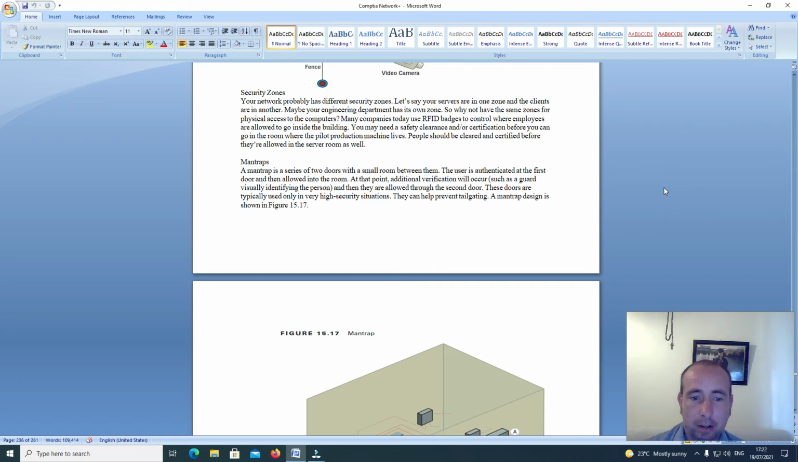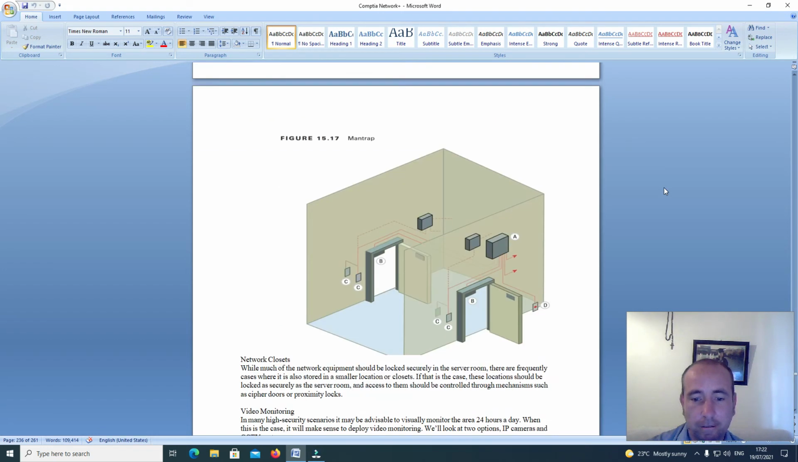Mantraps. A mantrap is a series of 2 doors with a small room between them. The user is authenticated at the first door and is then allowed into the room. At that point, additional verification will occur, such as a guard visually inspecting the person, and then they are allowed through the second door. These doors are typically used only in very high security institutions. This can help prevent tailgating. A mantrap design is shown in figure 15-17.